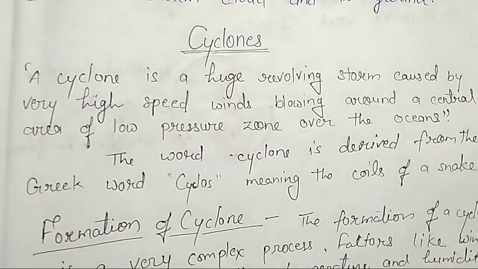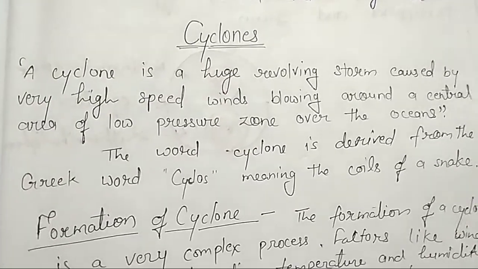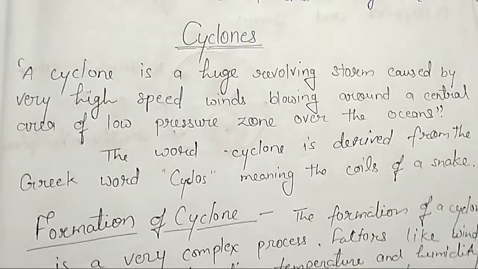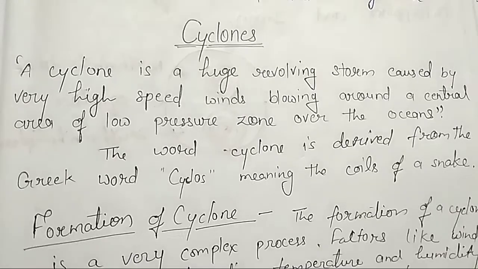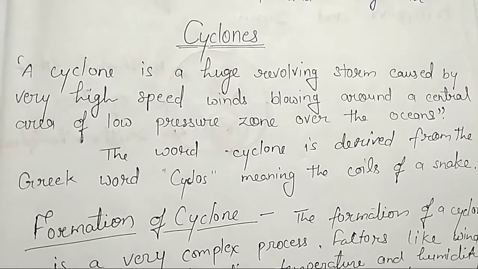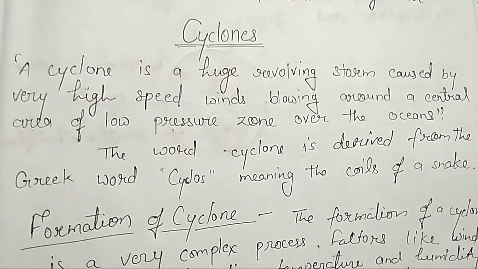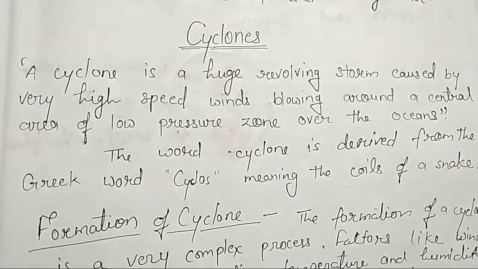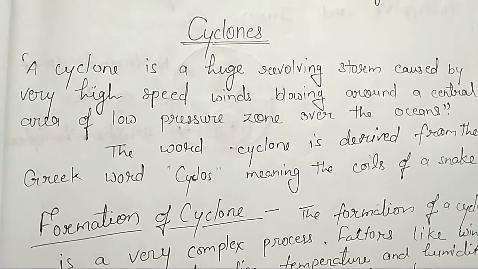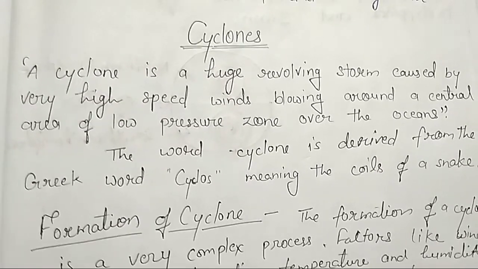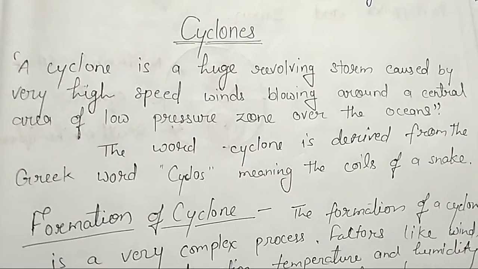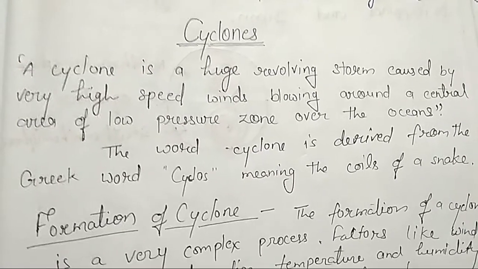Means cyclone is a type of storm that has a low pressure area, and around this area whirling winds with very high speed. So this is a type of storm, but it is a strong storm and it is highly destructive than other storms.